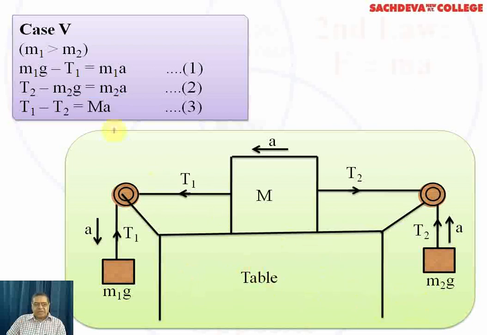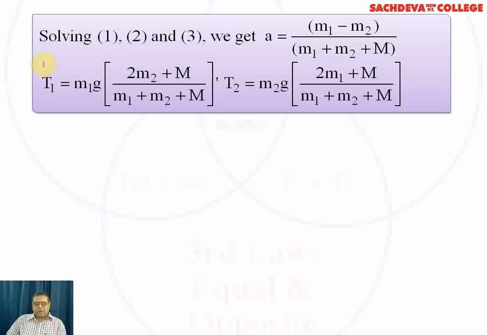MA. In all such cases, the point to remember is, if two forces are acting in the same direction, we add them. But if two forces are in the opposite direction, then from the greater force, the smaller force is subtracted. These facts are applied in all these cases. Now solving equations 1, 2 and 3, we get the acceleration. Force is mass into acceleration, so acceleration is force by mass.